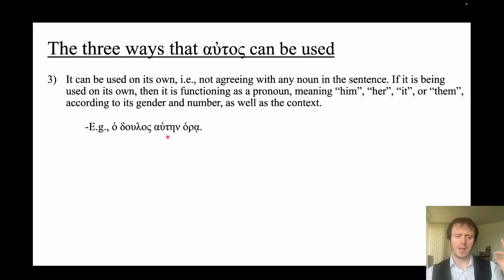αὐτον is the feminine accusative singular form of αὐτος. Now, it's not agreeing with a word in the sentence. It's not agreeing with ο doulos because ο doulos is masculine nominative singular, while αὐτον is feminine accusative singular. So it's being used on its own here, as a pronoun. Since it is feminine and singular, we shall translate it using the word her. So this says, the slave sees her.